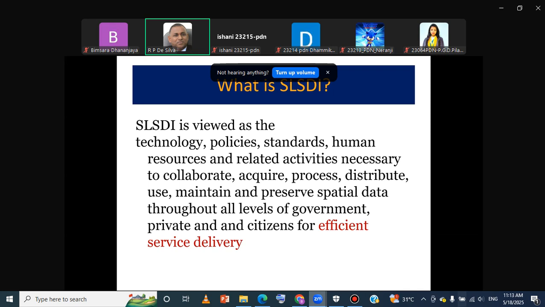So SDI, Sri Lanka Spatial Data Infrastructure, is viewed as a technology, policy, standards, human resources, and related activities necessary to collaborate, acquire, process, distribute, use, maintain, and preserve spatial data throughout all levels of government, private, and the citizens for efficient service delivery.